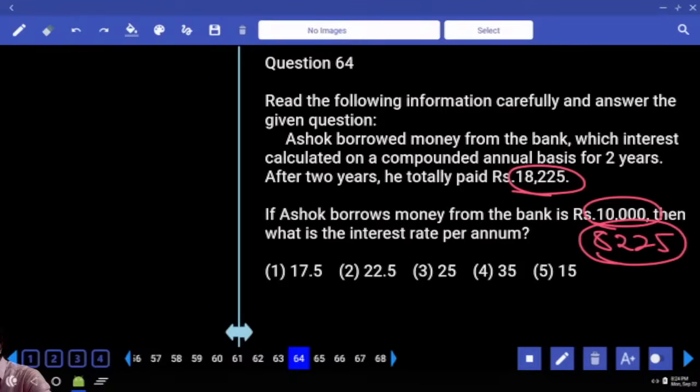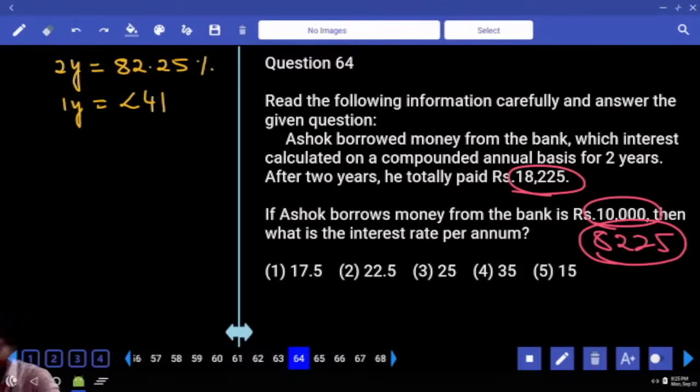Sure? Understood? 2 years interest is 82.25. Then for 1 year it will be definitely less than half of that number. What is half of that? 41 point something. So the answer should be definitely less than 41.